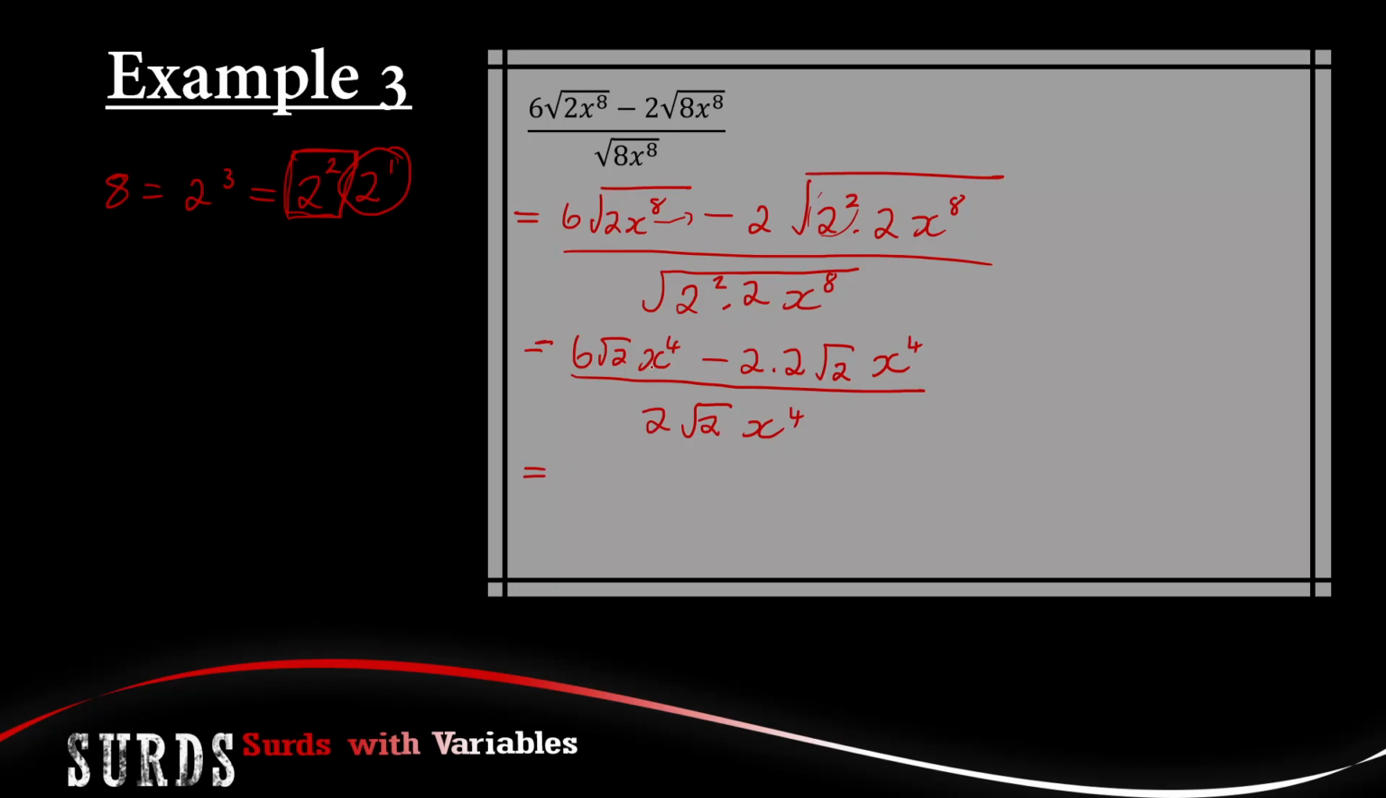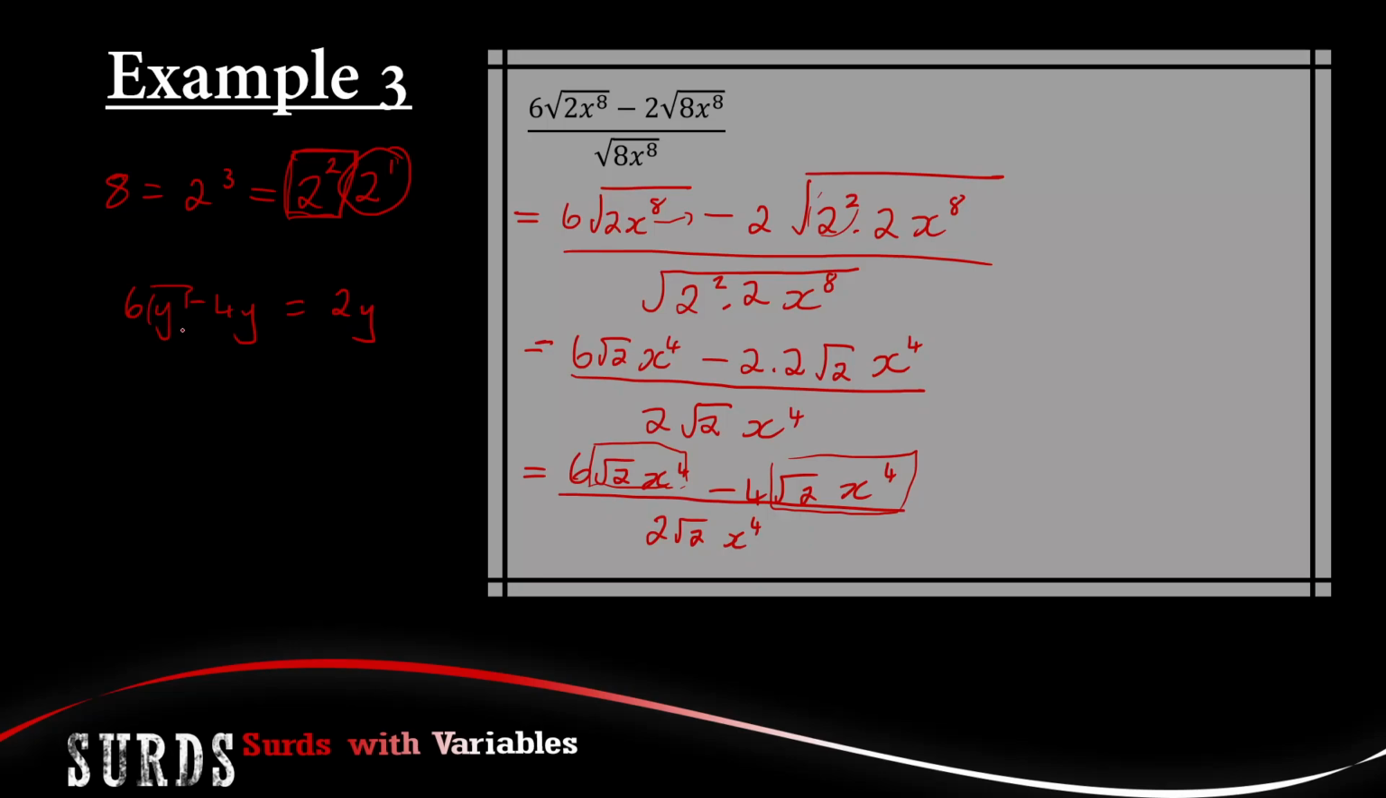Then simplifying that further, 6 square root of 2 x to the power of 4 minus 4 square root of 2 x to the power of 4, over 2 square root of 2 x to the power of 4. Now I'm going to treat this whole thing as the variable. If one was a 2 and one was a 3, we wouldn't have been able to do that. But because they're identical, we can just look at it as maybe 6y minus 4y and get 2y. So instead of y, we now have square root of 2x.